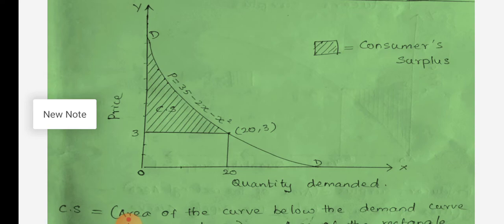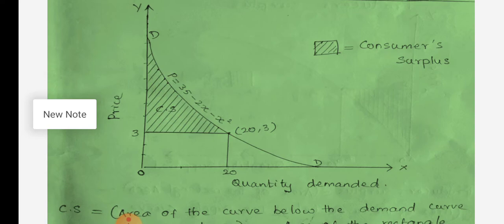Now, I have given you a shaded portion, right? That portion is nothing but consumer surplus. 3 is the original price. When the price is 3, quantity demanded is 20. The excess price is given there in the shaded portion. That portion refers to consumer surplus.